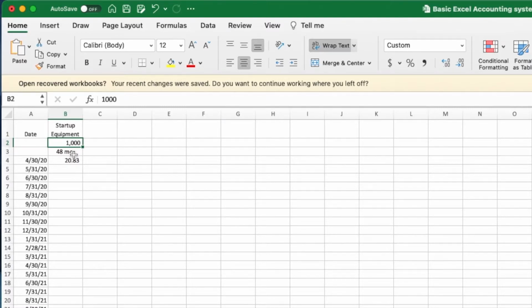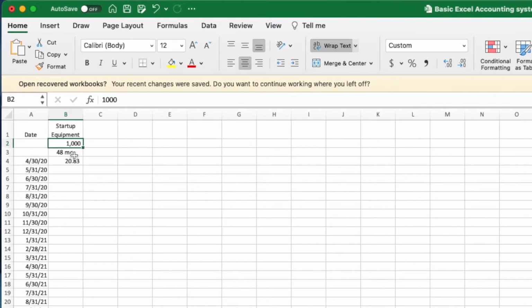And the idea here is that as this asset's generating revenue, we are going to take a little bit of the cost of this asset against that revenue, and that's going to happen over 48 months. And that means we're going to have to take expense of $20.83 every month. That is the cost of using this equipment, this startup equipment, which was, I think, some lawnmowers, over their useful life.